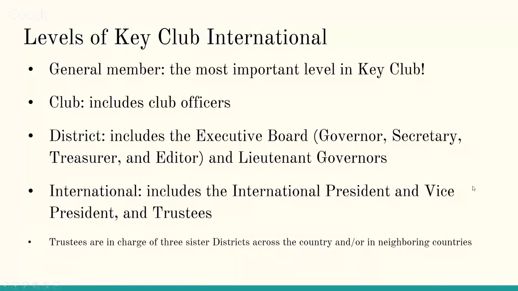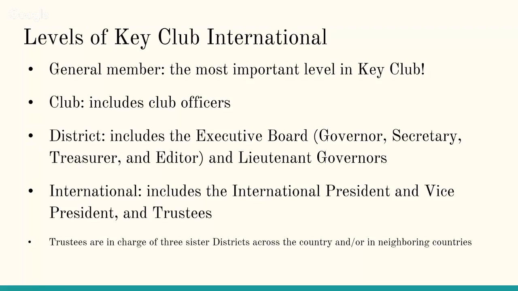Okay, so to begin, we just want to go over the basics of Key Club International before we get into the really specific part for the Carolinas District. The levels of Key Club International are as they are on the screen. The general member, of course, is the most important part of Key Club, the people that actually perform the service activities.